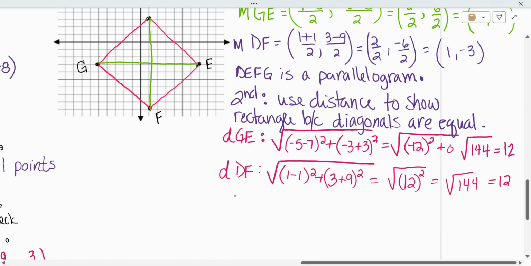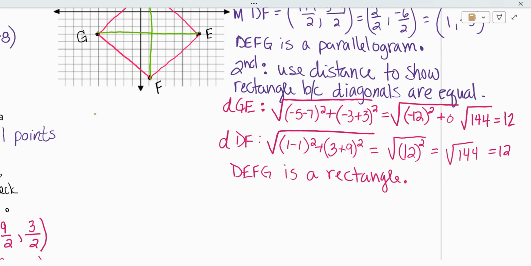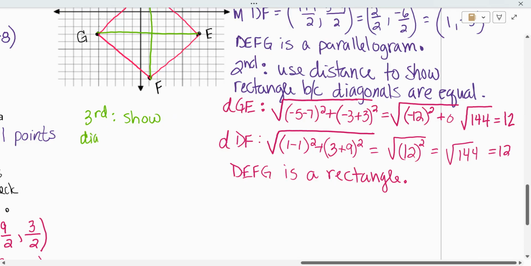So guess what? What have we shown? We've shown that D, E, F, G is a rectangle. Why? Well, because the diagonals are equal. We just showed that. So what's the third thing that we need to do? Well, third, we need to show that the diagonals are perpendicular with slope. That's going to make it a square. So I need to use the slope of the diagonals.